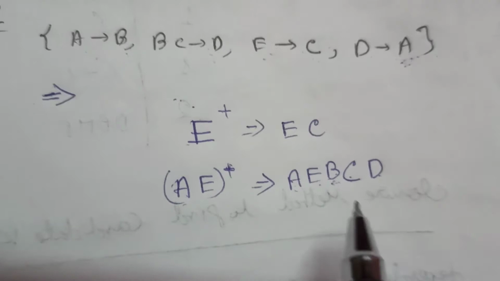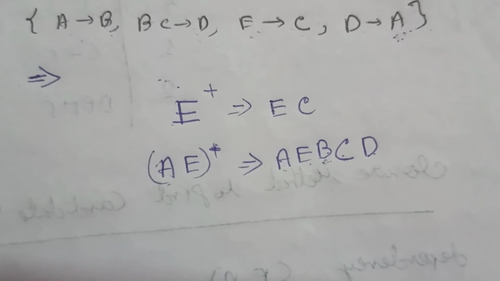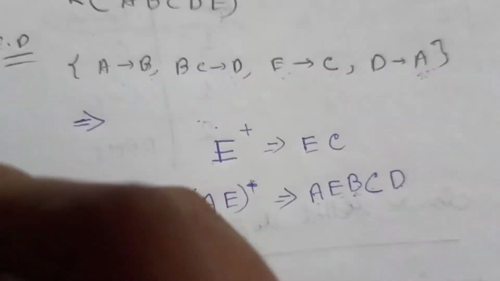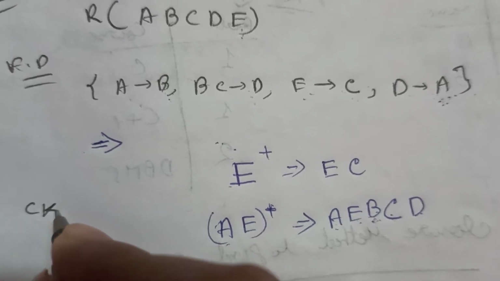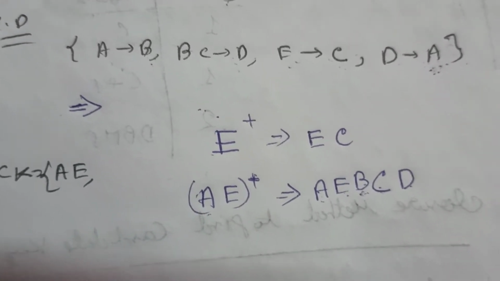Always remember that there can be more than one candidate key. So never stop checking after finding just one candidate key. Search for others also. I will write our set of candidate keys here. So we have one, that is AE. Now let's check for others.